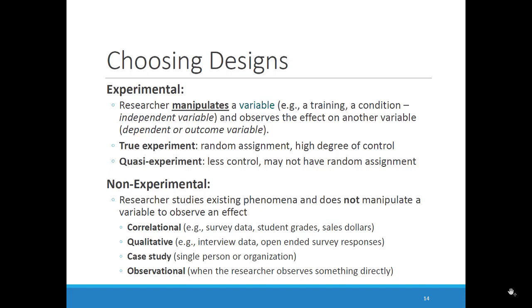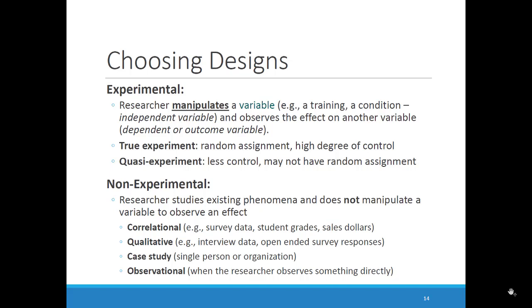I might ask them to report on their levels of different types of personality dimensions. So I'm not manipulating it, but I am studying it and I am observing effects of it, right? Okay, so a correlational study is one type of non-experimental design. And the most typical way of doing a correlational study is by using survey data. You could also use other forms of data. So you could use things like student grades, so getting grades from a college registrar or something like that. Sales dollars, so you could get that information from organizations.